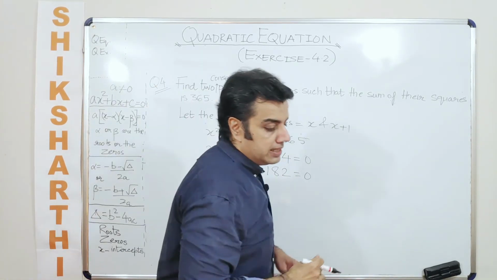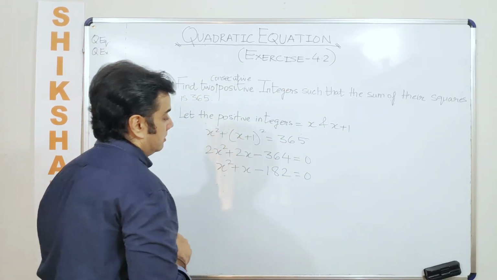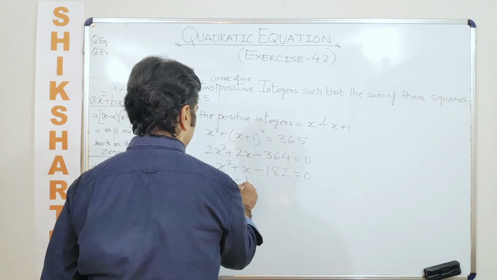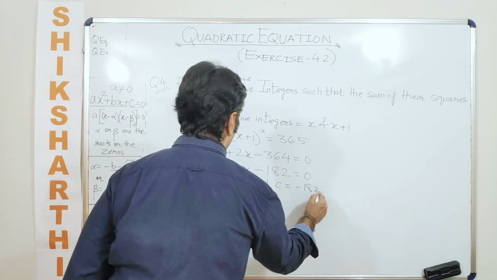So which is why we had taken it as x and x plus 1. Okay. Now can we solve this? Yes, the value of a here is 1, the value of minus b is equal to minus 1, and the value of c here is minus 182. Okay.